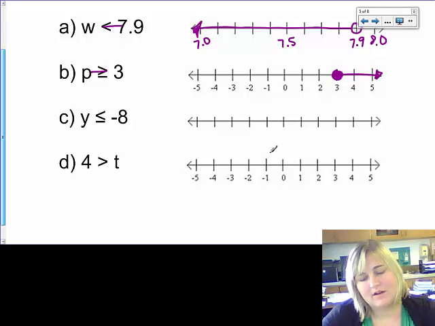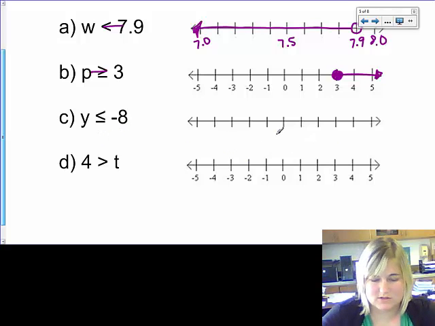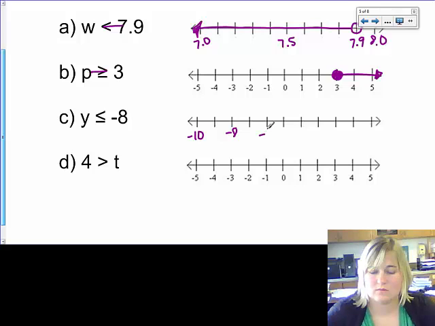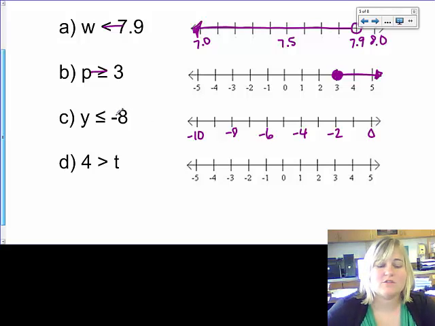Okay, on C, again I don't have the numbers because I didn't have the right number line for it, so I'm going to put -10, -8, -6, -4, -2, and 0. Okay, so the point that I'm talking about is -8, so I'm going to put a point at -8, and it has the equal to, so I'm going to shade it in. Okay, and my variable's on the left, so I'm going to make it an arrow, and it says that it's pointing to the left.